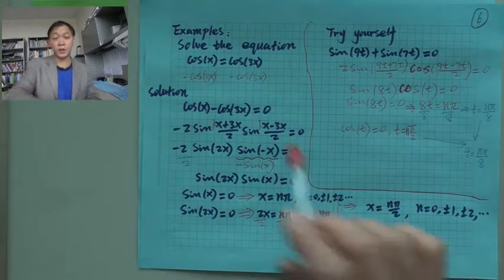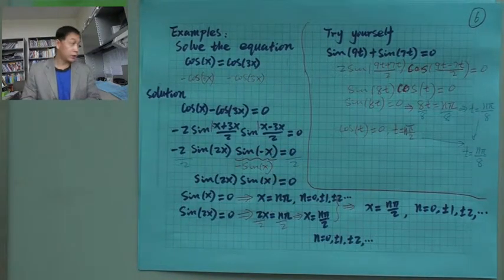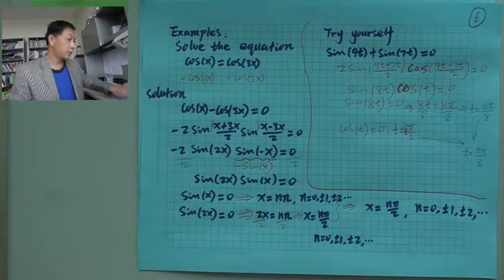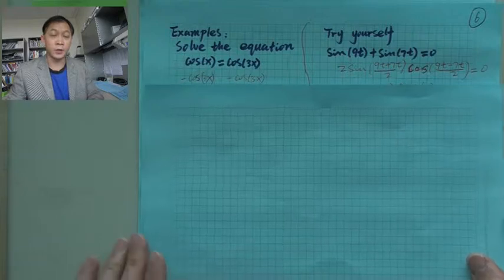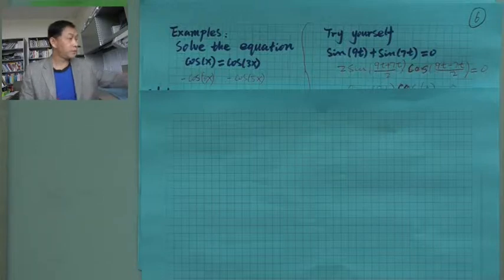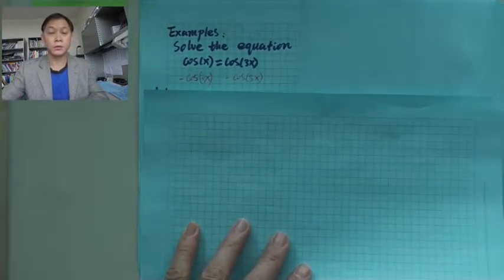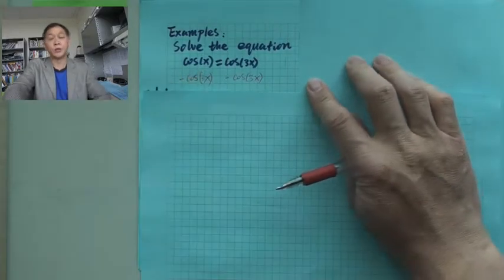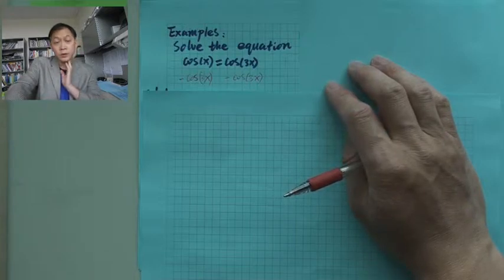If you are given an equation cosine x equals cosine 3x, how are you going to solve it? This will rely on our previous formulas. I don't want you to see the right-hand side at this moment. So you are given this one, you want to solve it. Then things get complicated. But it is really not that hard.